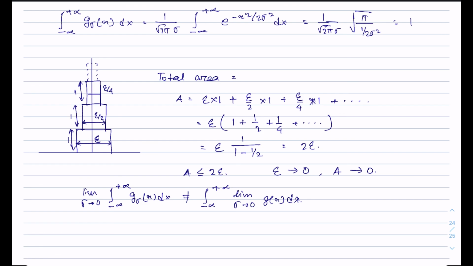That is, the integral has the value 1 for every sigma greater than 0. So the limit of the integral is 1 as sigma tends to 0. However, if one takes the limit of the integrand first and then integrates, then the answer is 0. So you have to be careful about such things when you model the delta function as a limiting case of other functions. In the next video, we will see the exponential representation of a Dirac delta function. So see you in the next video.